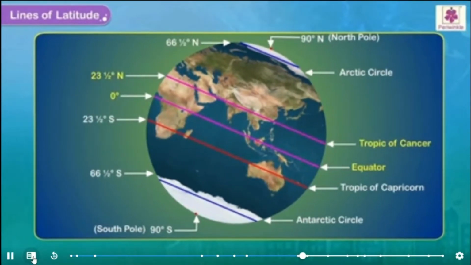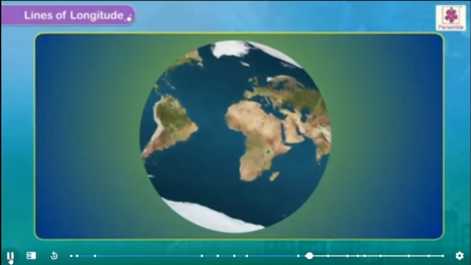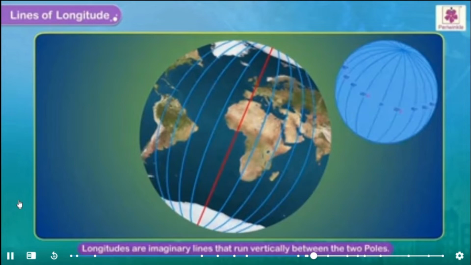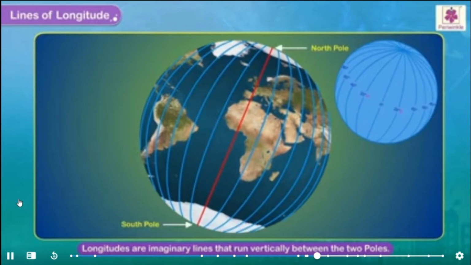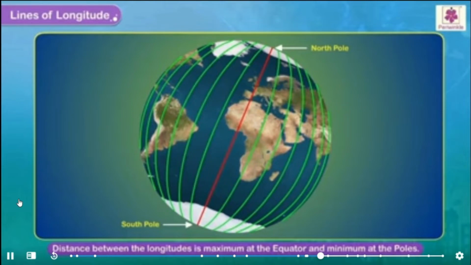Equator, the Tropic of Cancer, and the Tropic of Capricorn are important lines of latitudes on the globe. Lines of longitude. Longitudes are imaginary lines that run vertically between the two poles. Unlike latitudes, the distance between the longitudes is maximum at the equator and minimum at the poles.